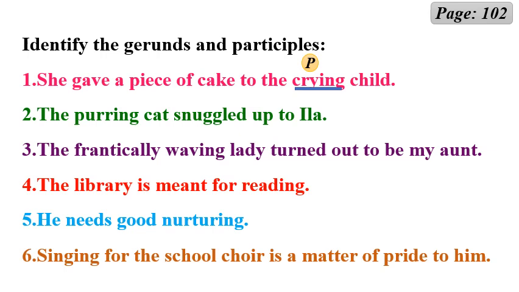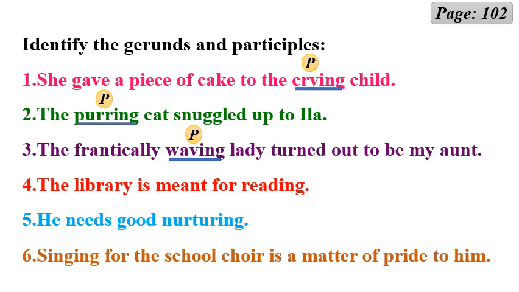So this is a participle. The purring cat snuggled up to Ella. So here also the non-finite verb purring describes the noun cat. It is an adjective. So it is a participle. The frantically waving lady turned out to be my aunt. Again in this sentence, the non-finite verb waving is a participle because it appears right before the noun lady and adds some more information about her action.